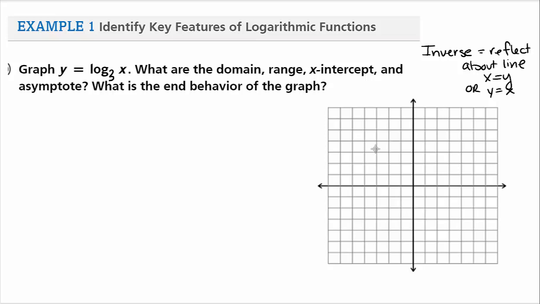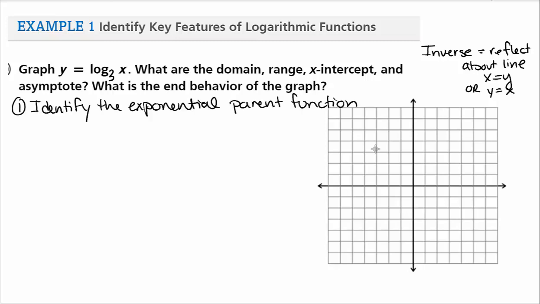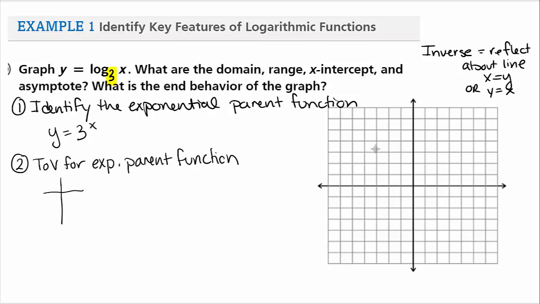That means we're going to start with identifying our exponential parent function. So in this case, the base of our logarithm is a 3. Y is equal to 3 to the x. So we're going to make the table of values for the exponential parent function. So we set up the table of values, we pick our numbers, -1, 0, and 1, which are the same numbers that we picked when graphing our exponential. Then we plug that into our parent function, so we get 1/3, 1, and 3.